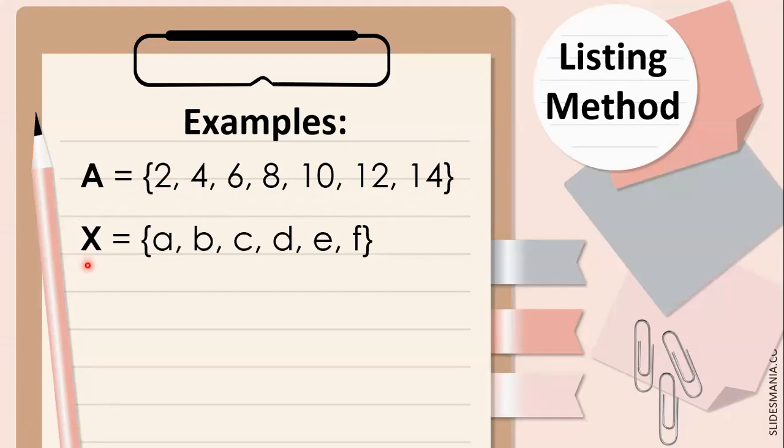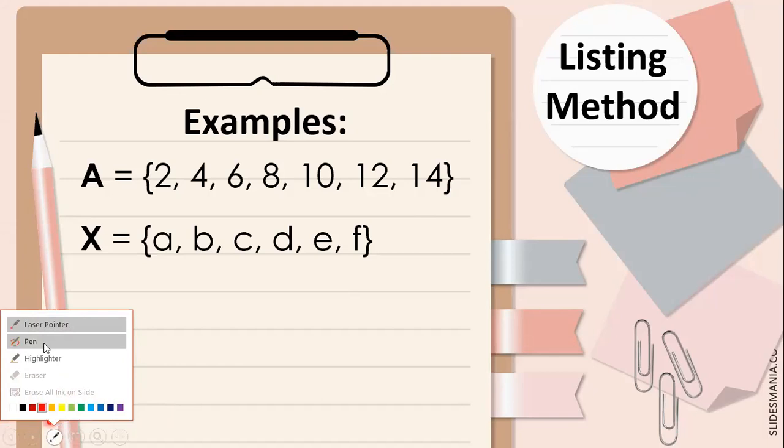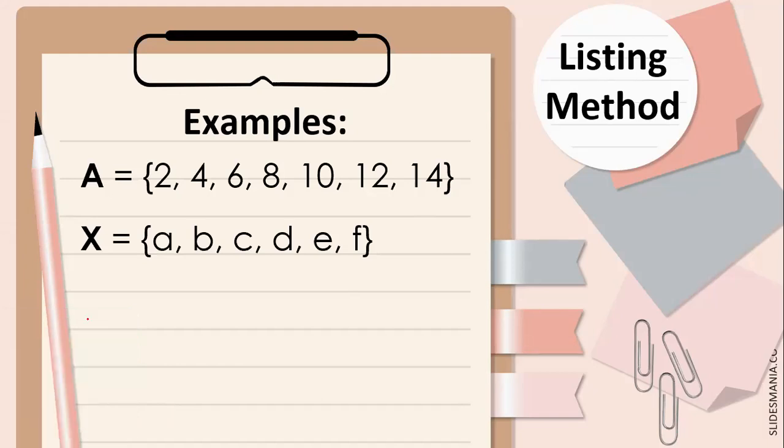And for another set, we have set X is equal to the elements A, B, C, D, E, and F. Can anyone give an example of the listing method? For example, a name. We just have a rule. When we list the elements of a set, the elements cannot repeat. If you notice here, 2, 4, 6, 8, 10, 12, 14, none repeat. And in A, B, C, D, E, and F, none repeat either.